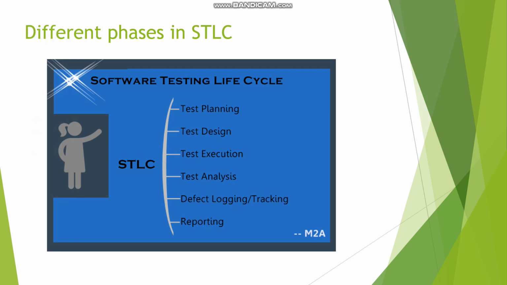Now, what are the different phases in software testing lifecycle? Phases are test planning, test design, test execution, test analysis, defect logging and tracking, and reporting. These are the different phases in software testing lifecycle. So we will go one by one now.